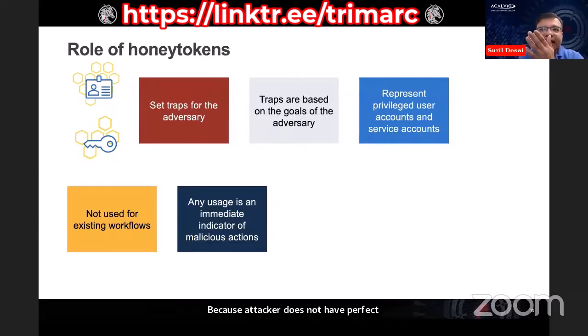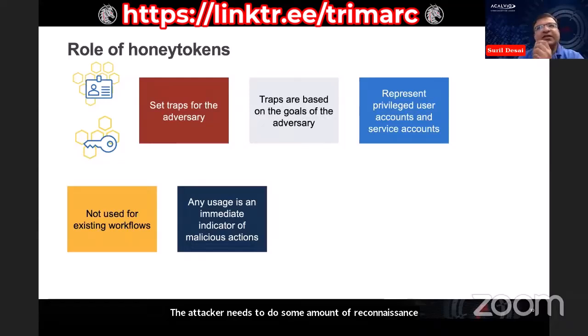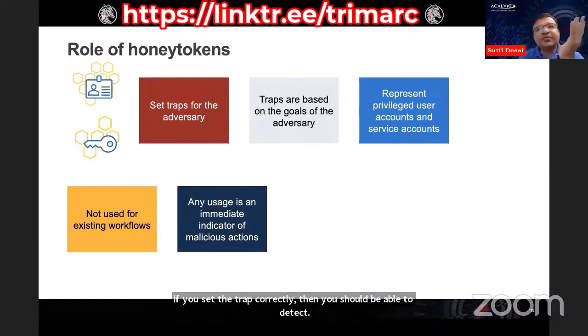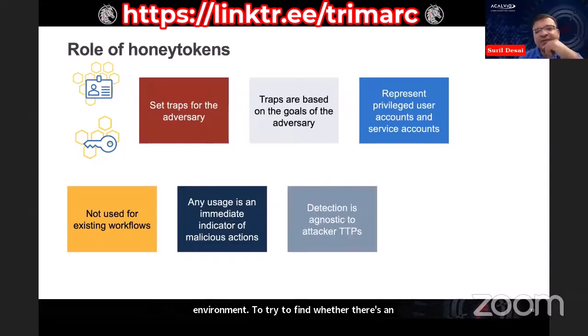That's the key idea. The attacker needs to do some amount of reconnaissance or enumeration. And if you set the trap correctly, then you should be able to detect, because anybody who touches the trap is effectively the adversary. The actual admins know what the real accounts are. They're not going to look around in the environment to find whether there's an interesting account or not. So legitimate usage is not expected, and any usage is an indication of malicious activity.